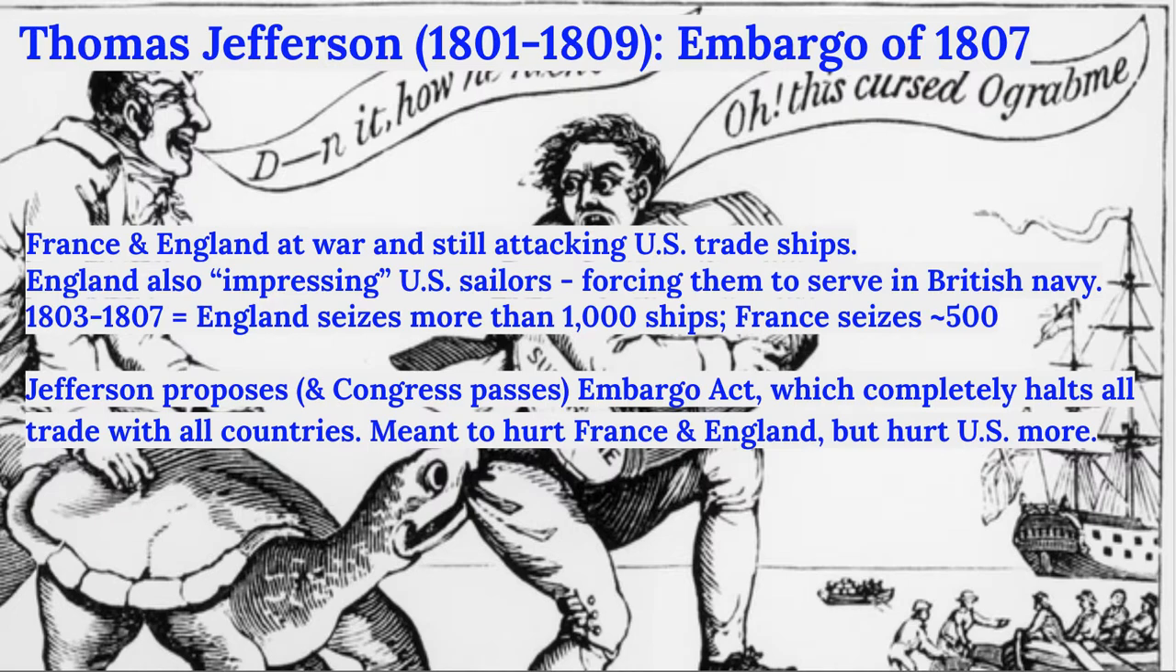So, what Jefferson proposes and Congress goes along with is something called an Embargo Act. An embargo is a halt of trade, and this Embargo Act completely halts all trade with all countries. Like, he just pulls all of American ships off the ocean, off the sea, keeps them at home. Nobody's trading with anybody. This way, nobody can get attacked. Well, the idea is for it to hurt France and England, for them not to be getting supplies they need, and for them to say, fine, we'll stop attacking your ships, just keep trading with us. In reality, it does hurt them, but it hurts the United States more.